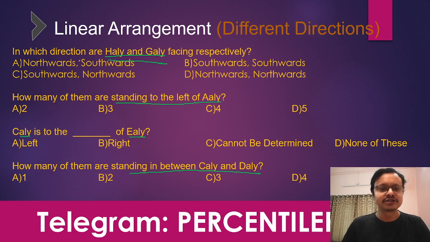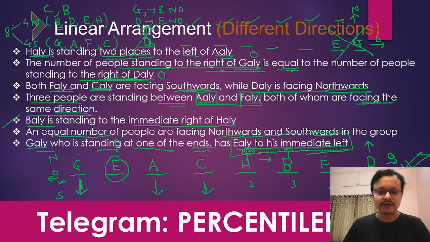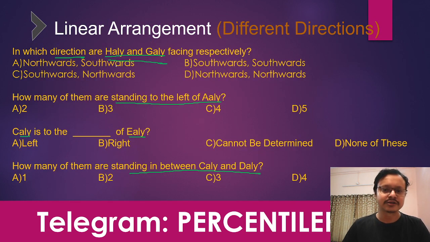In which directions are Hali and Gali facing? So Hali is facing north. As you can see from the breakup, Hali is north, Gali is south. So Hali north, Gali south would mean the answer is option A, that is northwards and southwards respectively.